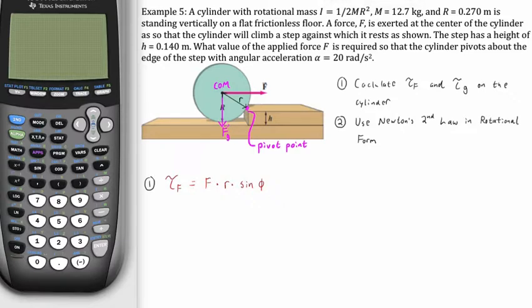And that angle is this one right here. This is phi. Let me draw it there. So that's phi. Meanwhile, for the torque of gravity, we'll have mg, or big M, g, times r, times sine of the angle between the gravitational force and the axis of rotation, r, right?